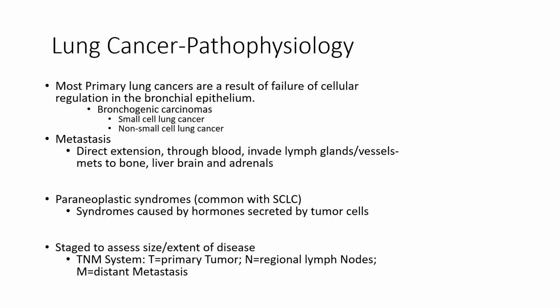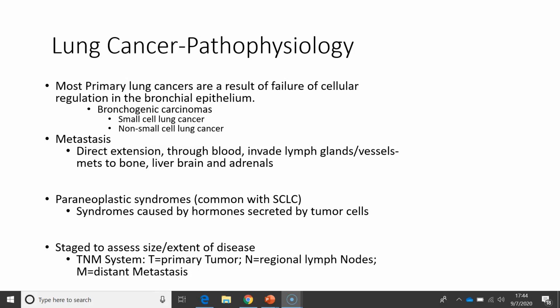A little reminder with patho, lung cancer pathophysiology. Primary lung cancers are a result of failure of cellular regulation in the bronchial epithelium. Bronchogenic carcinomas can be both small or non-small cell lung cancers. When lung cancer metastasizes, it's a direct extension through the blood, invading the lymphatic glands and vessels, metastasizing to the bone, liver, brain, and adrenal glands.